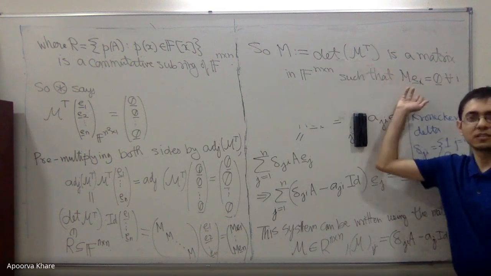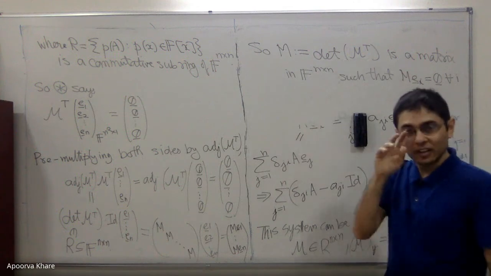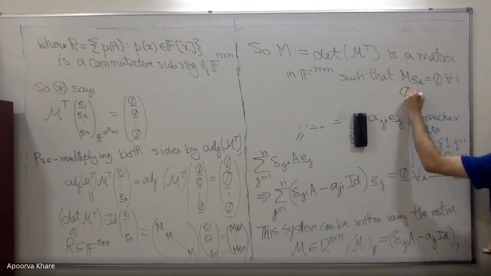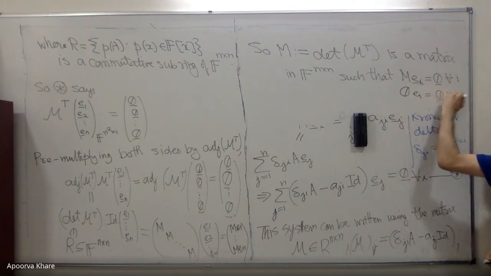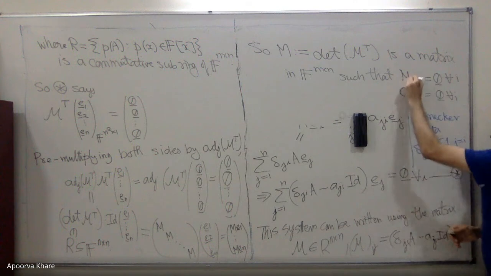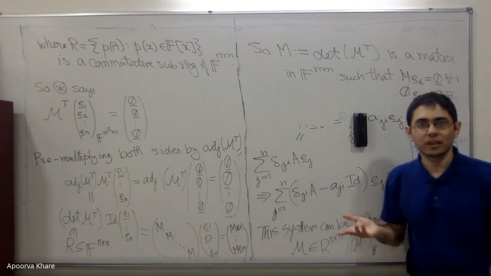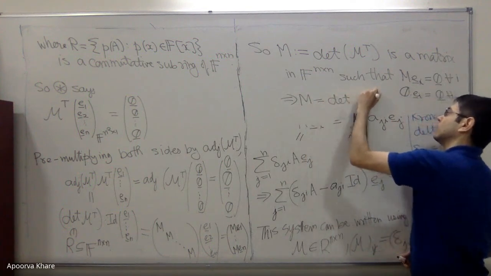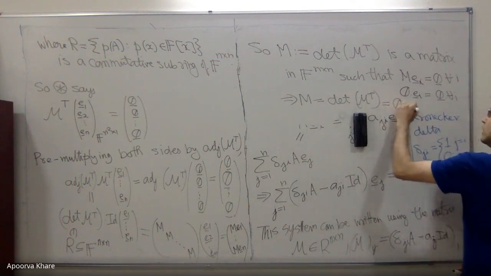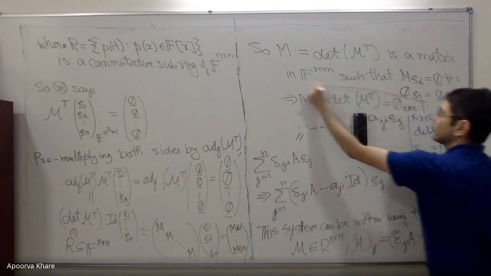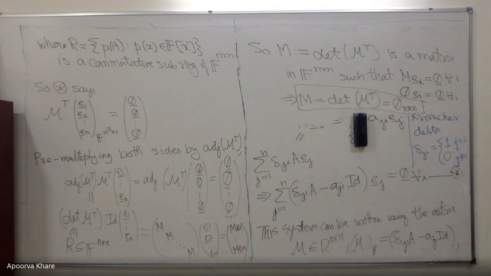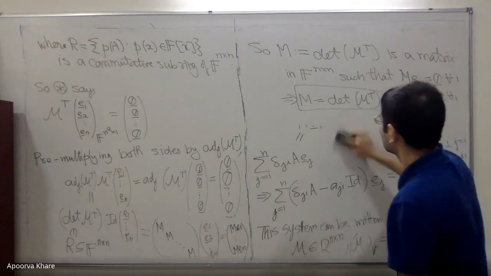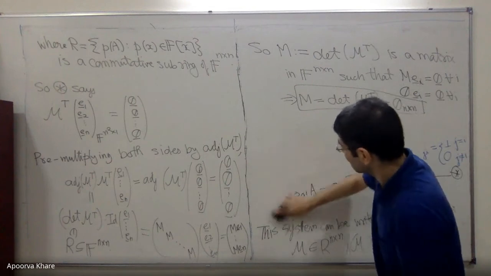Which matrix in F to the N cross N satisfies that, acting on the basis, giving 0? Well, you know that the 0 matrix times Ei is also equal to 0 for all i. And if two matrices act the same way on the basis, then they're equal. So what we get therefore finally is that the determinant of this big cursive M transpose is a matrix in F to the N cross N, which must be the identically 0 matrix.